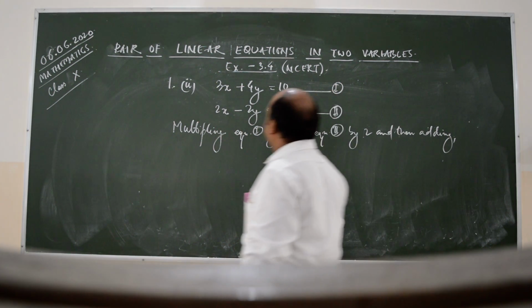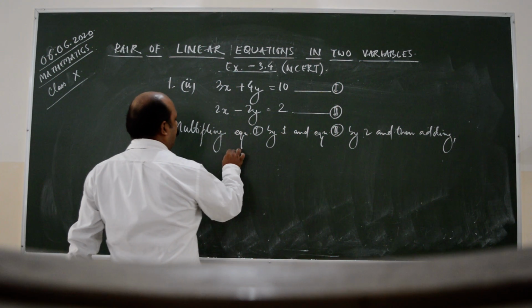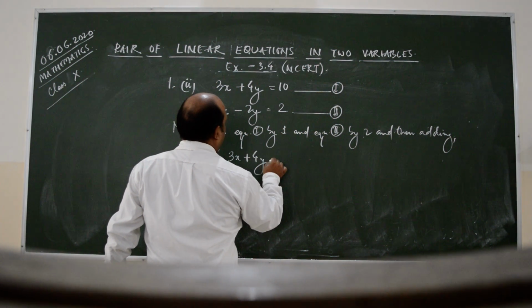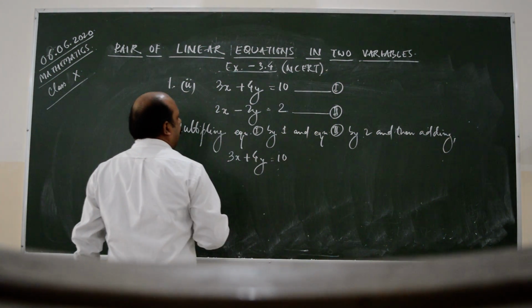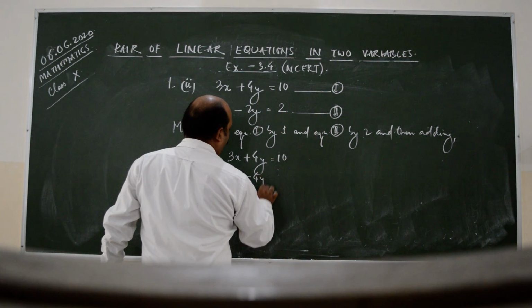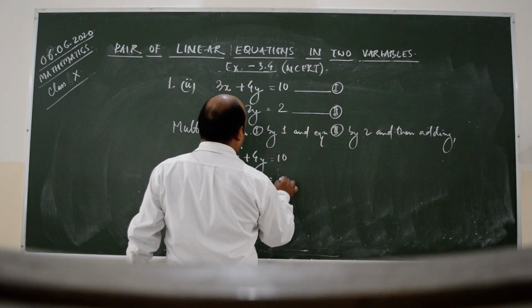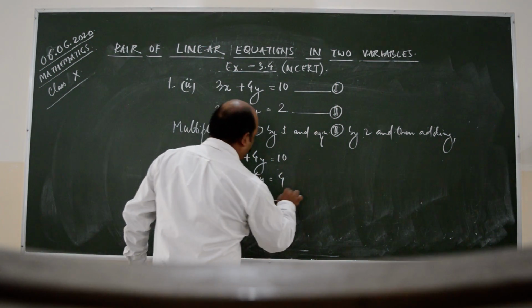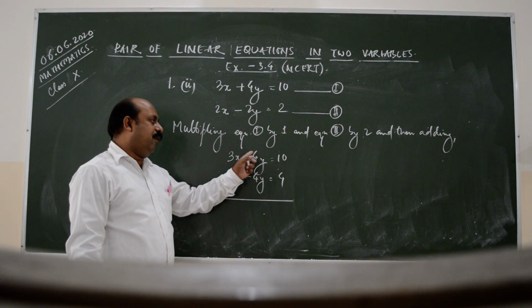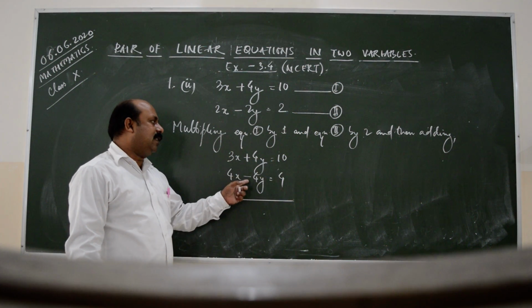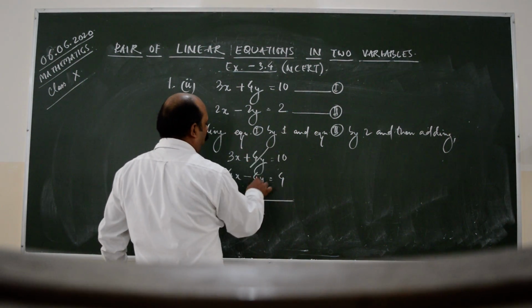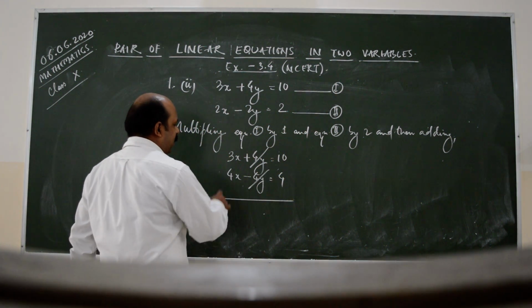So what do we get? The first equation will be multiplied throughout by 1, so 3x plus 4y is equal to 10. The second equation will be multiplied by 2, so 4x minus 4y is equal to 4. Now since the coefficients are equal but the sign is opposite, we need to add. If the sign is the same, we will need to subtract. So on adding, plus 4y and minus 4y will get cancelled.